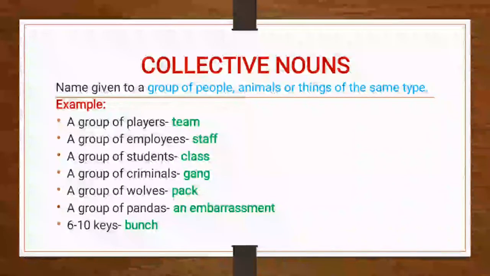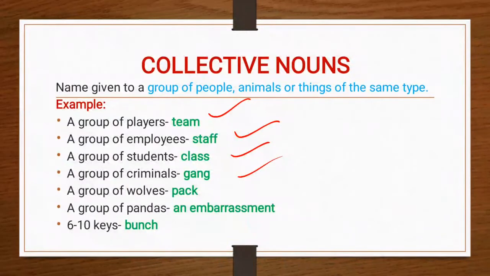Collective means something like collection, and a collective noun is the name given to a group of people, places, animals or things. They are very interesting. Let's look at some common examples. A group of players is called a team. So team is a collective noun. What do we call a group of employees? That word is staff. In the same way, I have some more examples of interesting collective nouns on screen. A group of students is called a class. A group of criminals is called a gang.